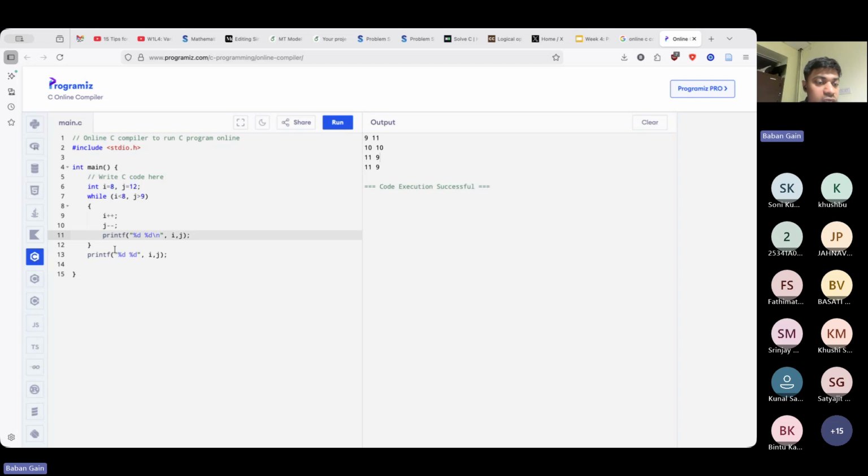Then it is going to the while loop again. Now, 9 greater than 9 is false, so this will break. This will come out of the loop, come to the print statement, and this will print 9.